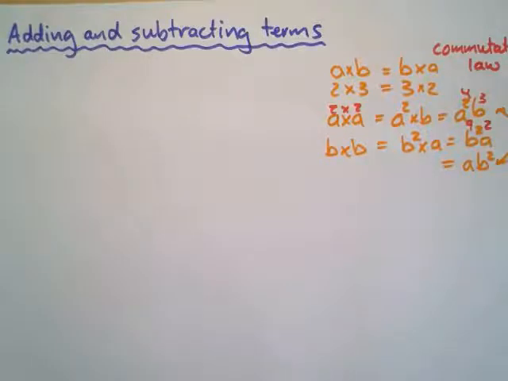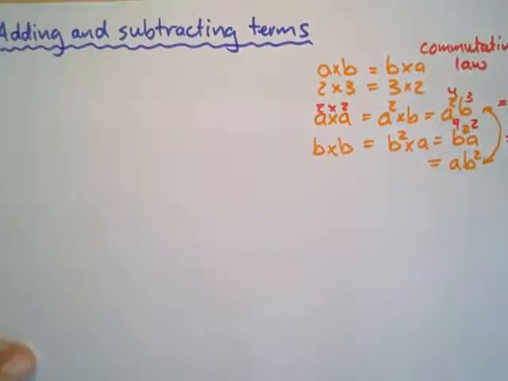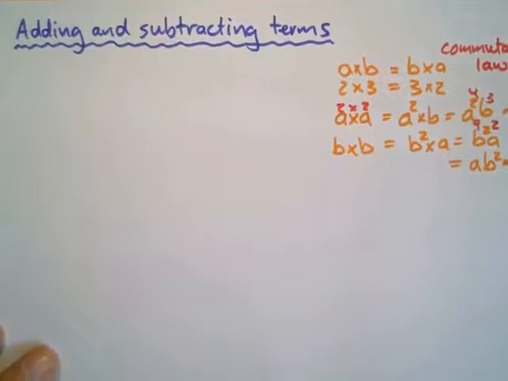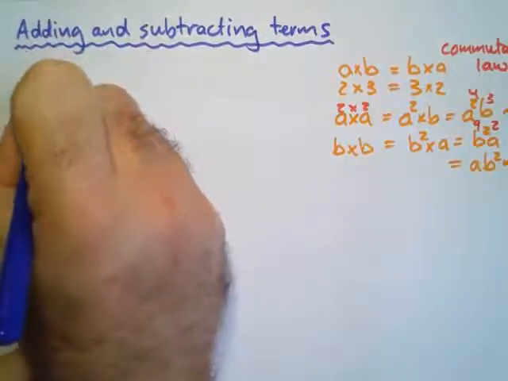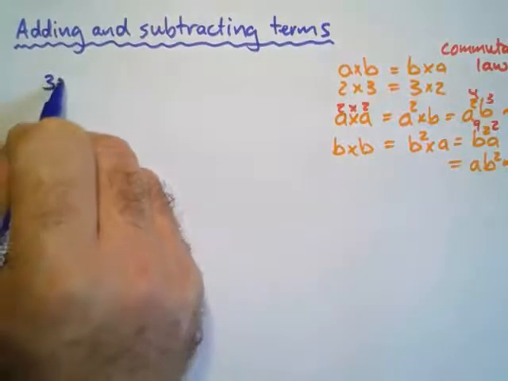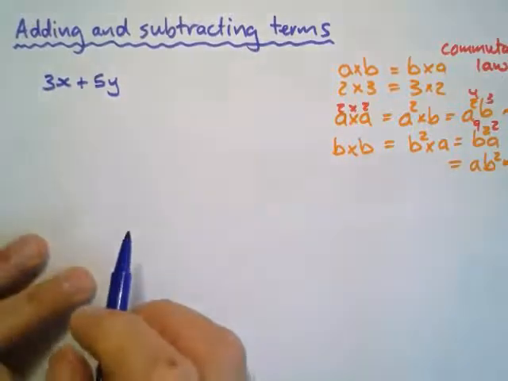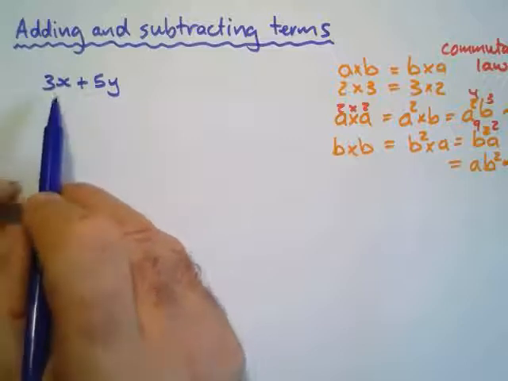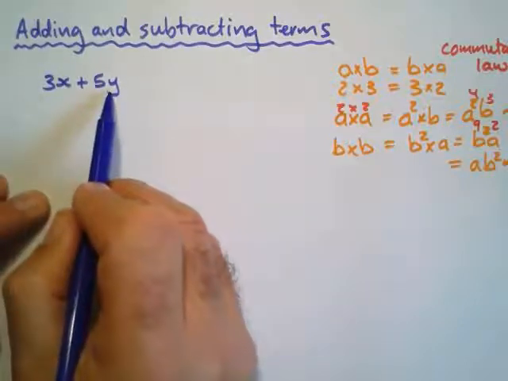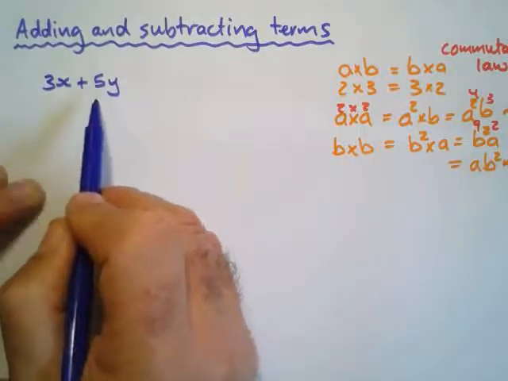Now we have done this in previous years, so I'm just quickly going to run past this. If I have 3x plus 5y, I cannot simplify that at all because I don't know what x is. X stands for a certain number which I don't know, and y stands for another number that I don't know. If they're not the same, I can't add them.